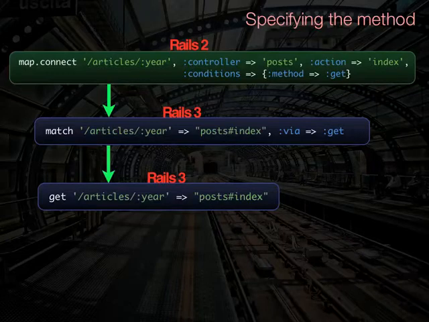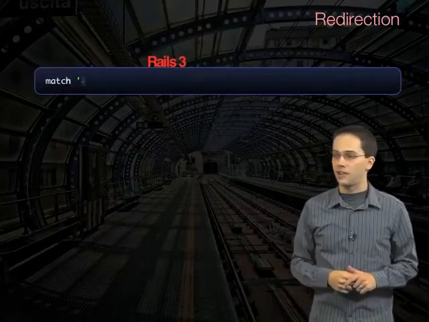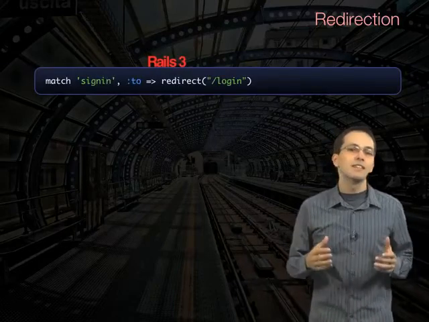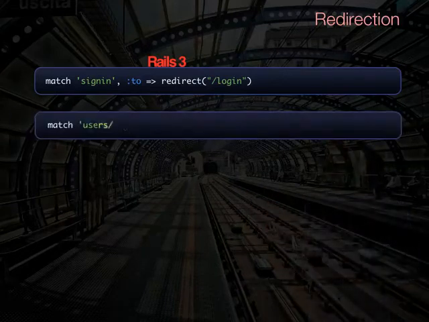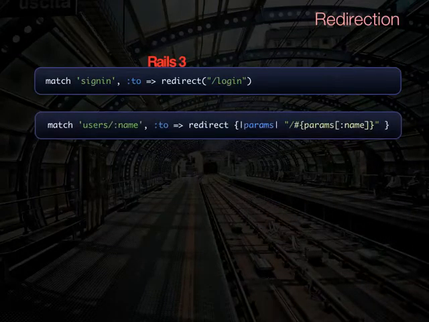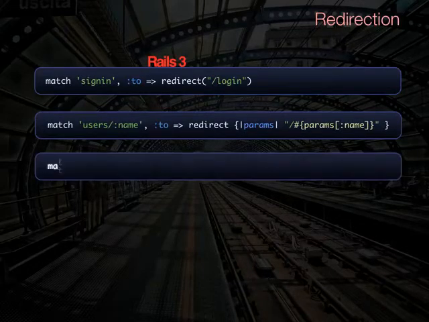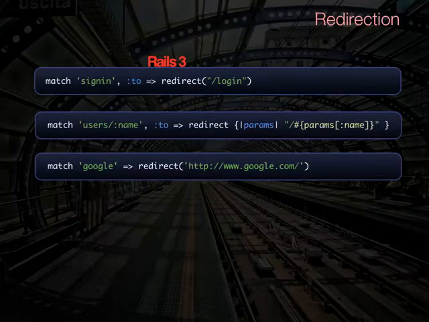Definitely a nicer syntax. Something completely new to Rails 3, we can now do redirection right there in our routes file. So if we want the sign-in path to redirect to login, we can simply do this. If we want to be able to have parameters inside of our redirects, we can do that as well. In this case, redirecting users/name to just /name. We can also redirect to external links if we want to do that.